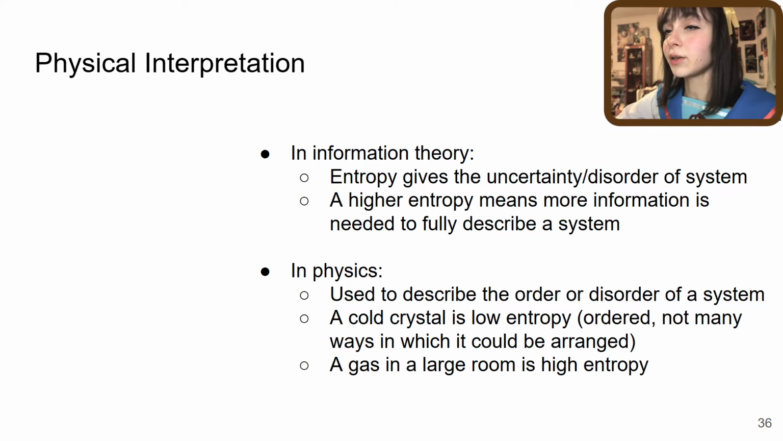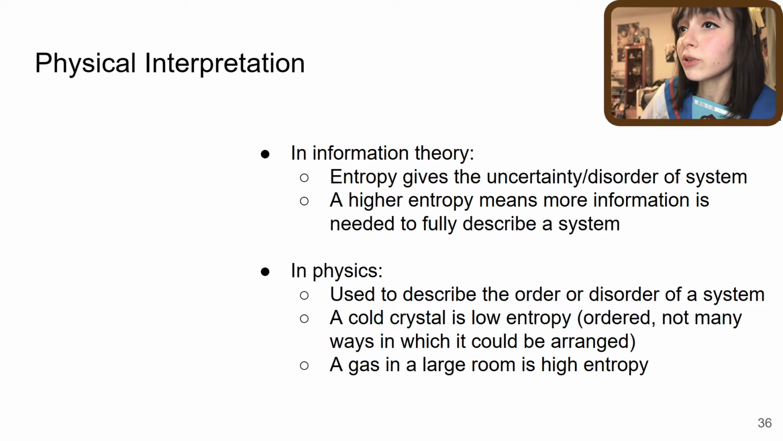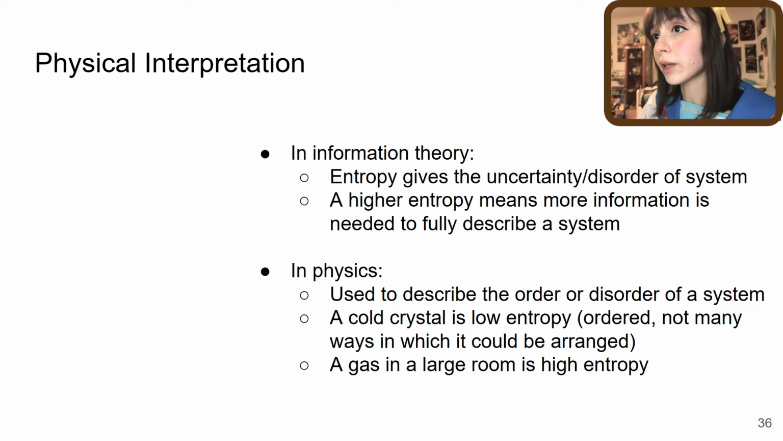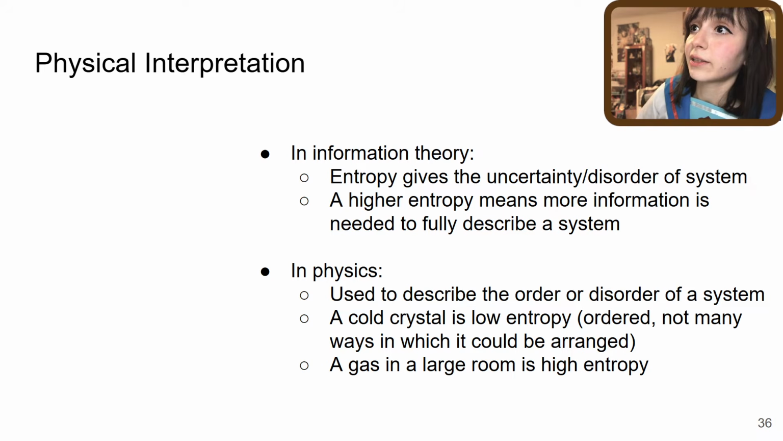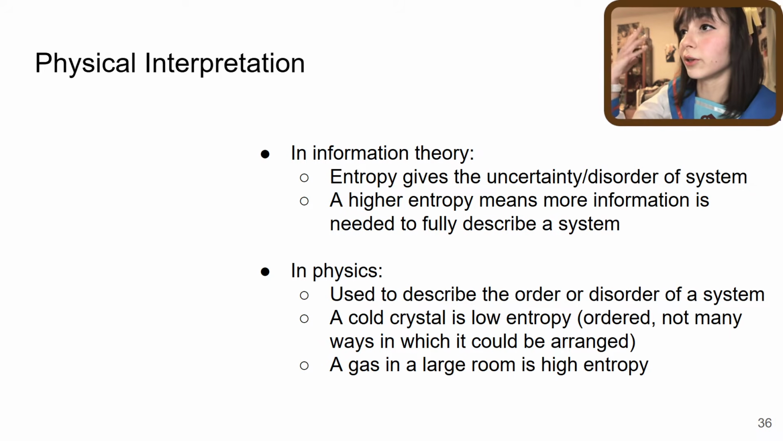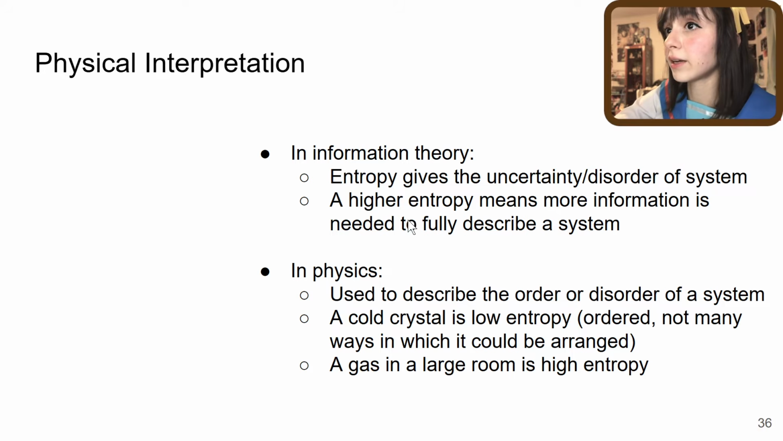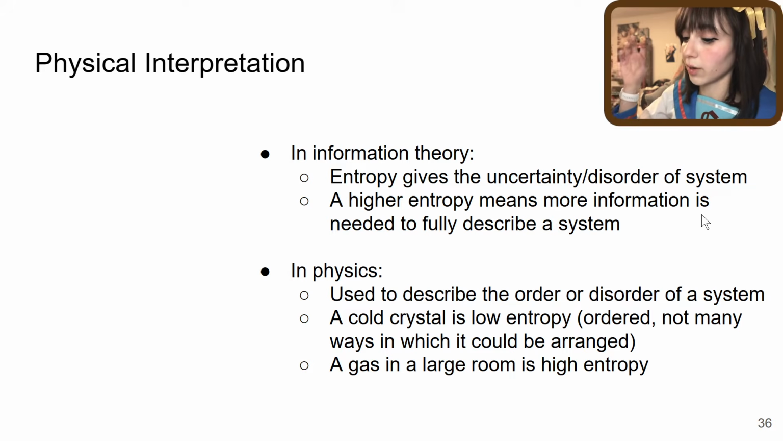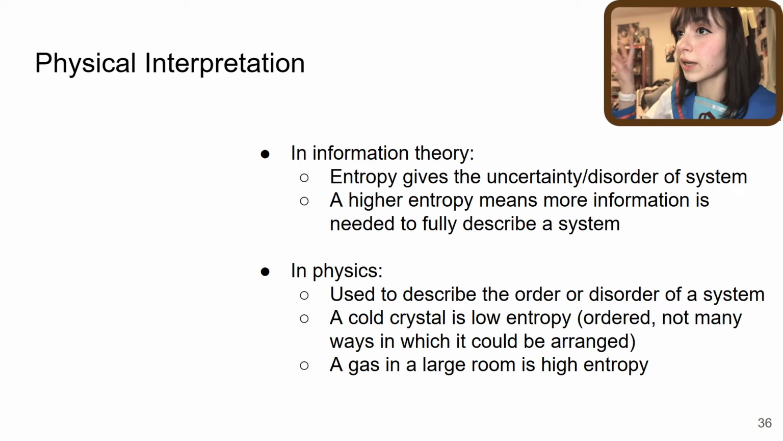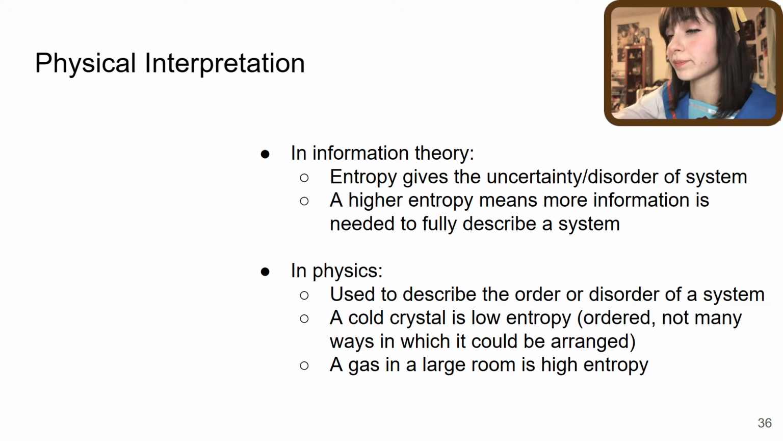Okay, and now a little bit of just a physical interpretation. In information theory, for example, which is where this formula came from, entropy is given as basically the uncertainty and the disorder of a particular system. So if we have high entropy, that means there's a lot of different outcomes that have really low probabilities. And a higher entropy means that more information is needed to fully describe a system, because there's a lot of different outcomes that have really low probabilities.